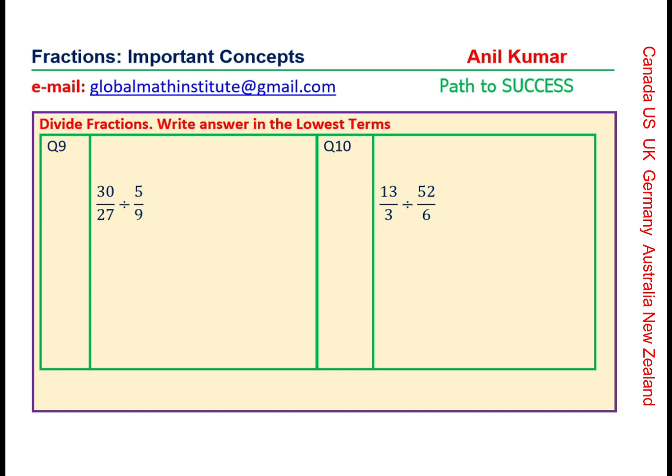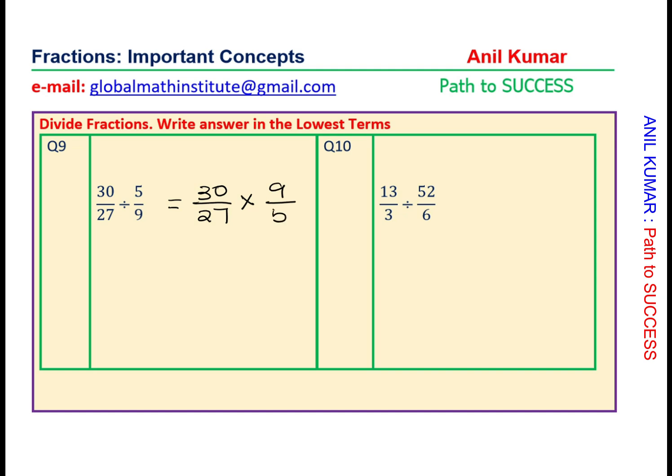30 over 27 divided by 5 over 9. First step. 30 over 27, leave it as such. Right. Now the divisor, which is 5 over 9, right, multiplication statement, flip it, 9 over 5. Simplify, correct? 9 times 1 and 9 times 3.